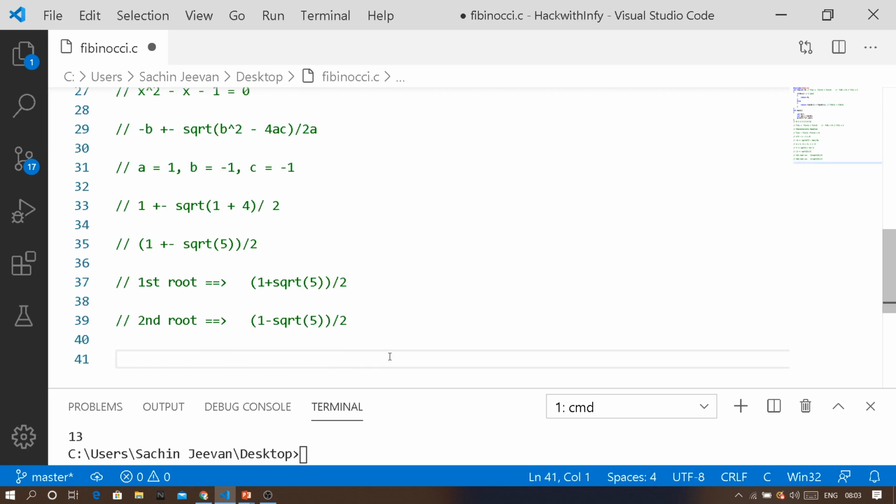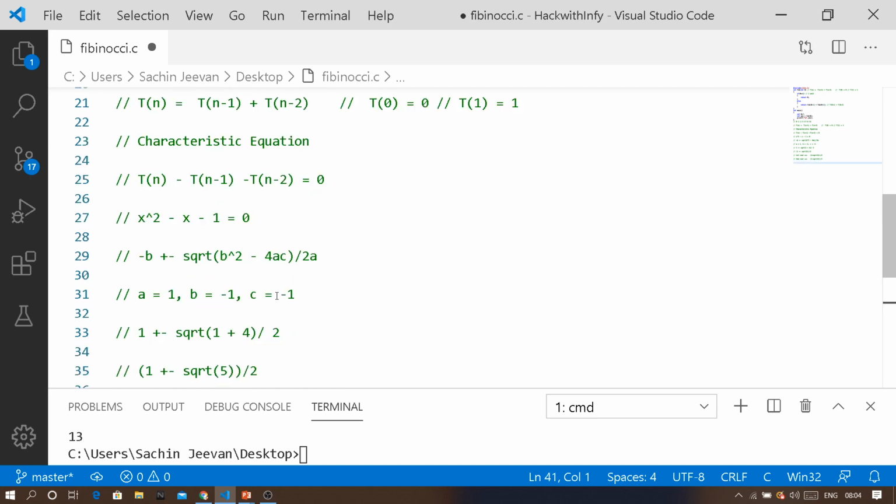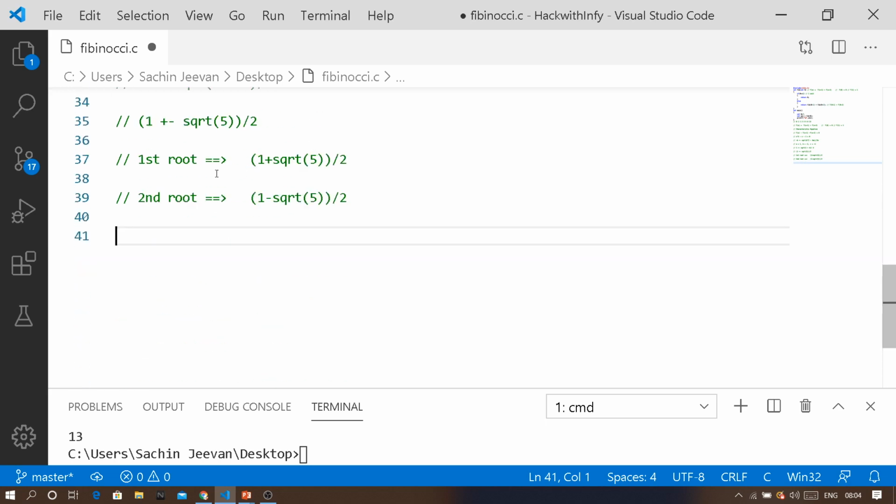Now what we have to do? Both are different roots. I think already I have shown you this method. And coming to this characteristic equation method, there are two kinds of solution. One is if both the roots are different, that methodology. If both the roots are same, then there is a different methodology. Now both the roots are different. When both the roots are different, what we have to do?